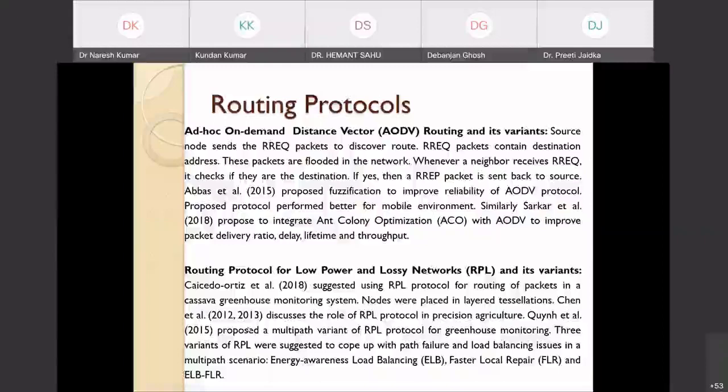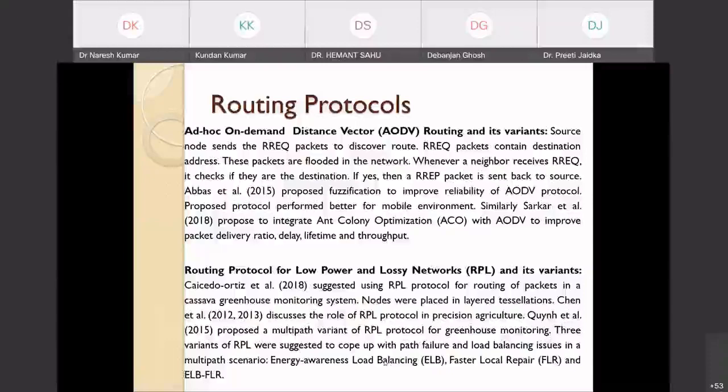Chan et al. discuss the role of the RPL protocol in precision agriculture. And then Quinn et al. proposed a multipath variant of the RPL protocol for greenhouse monitoring. Three variants of RPL were suggested to cope with path failure and load balancing issues in the multipath scenario: energy awareness, load balancing, the faster local repair, and the ELB-FLR.